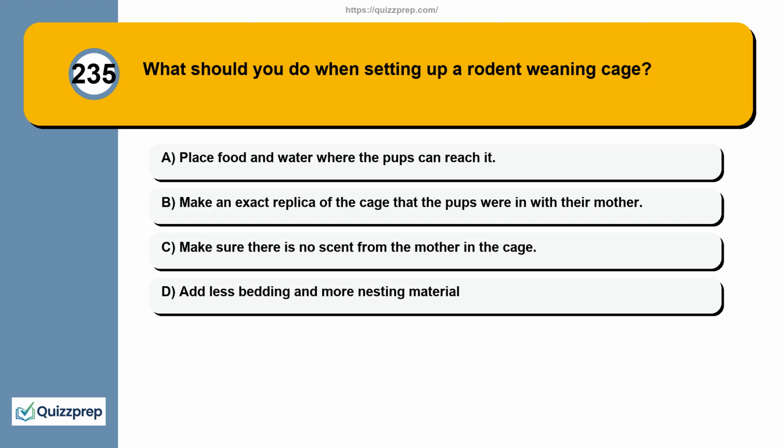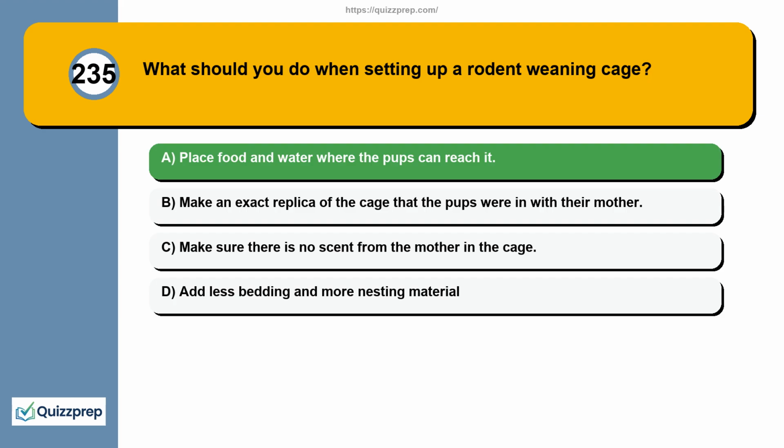Question 235. What should you do when setting up a rodent weaning cage? Option A. Place food and water where the pups can reach it. Option B. Make an exact replica of the cage that the pups were in with their mother. Option C. Make sure there is no scent from the mother in the cage. Option D. Add less bedding and more nesting material. The correct answer is option A. Place food and water where the pups can reach it.